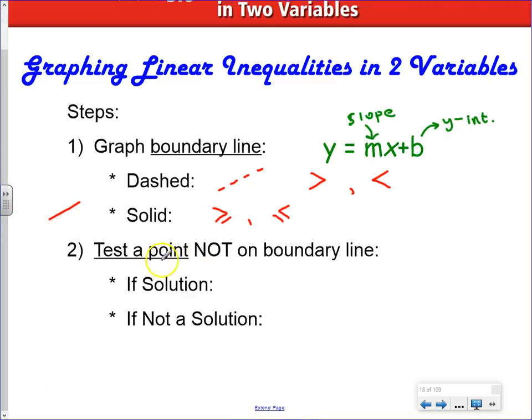Now, there's one more part. This is the second half, and then we're done with the notes. We just have to do some examples. After you graph a boundary line, if you're making the graph yourself, now, here's one good thing.